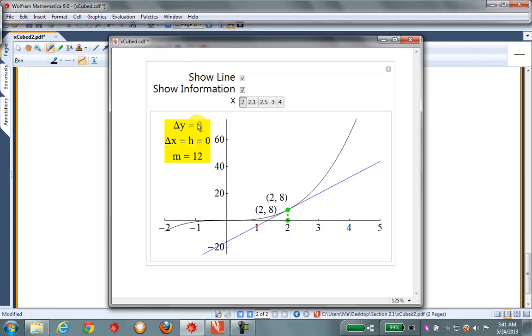Now notice this is an interesting situation, because the change in y is 0 and the change in x is 0, but the limiting value of that slope was 12. This line, since it's determined by just this one point (2, 8), is known as a tangent line, and the rate of change, if we would go over 1, we'd go up 12, is what we call an instantaneous rate of change.